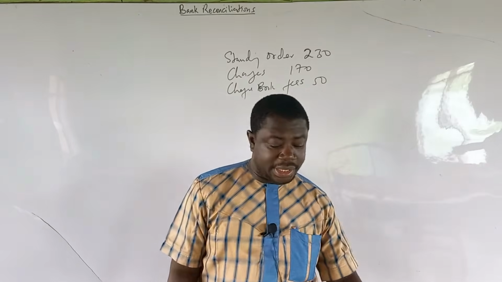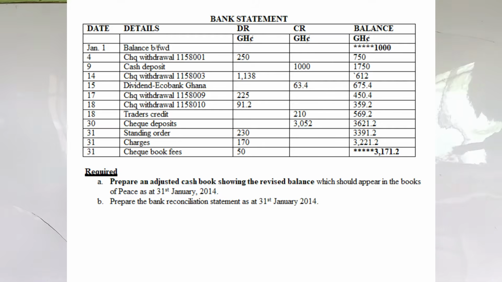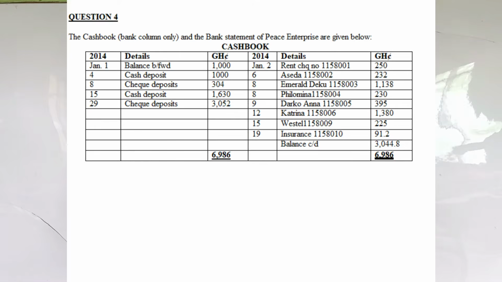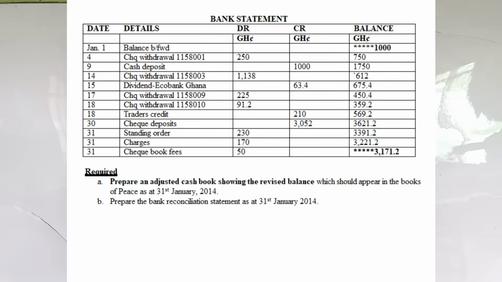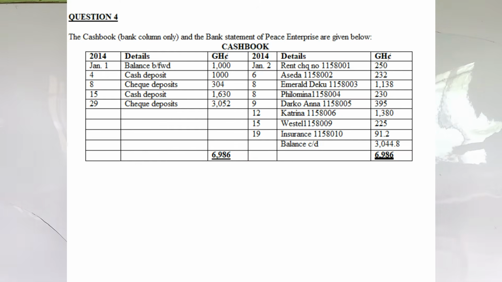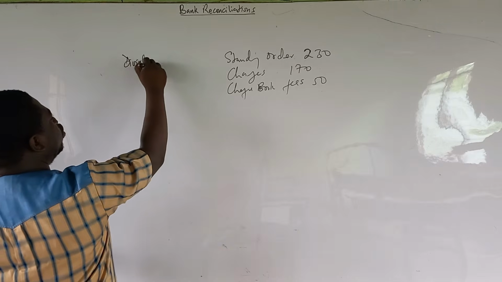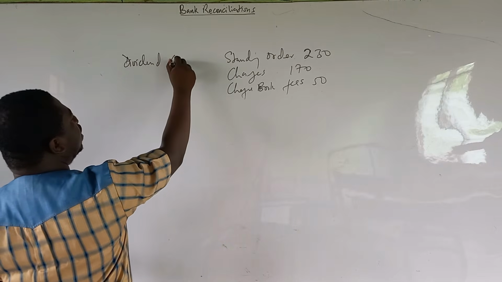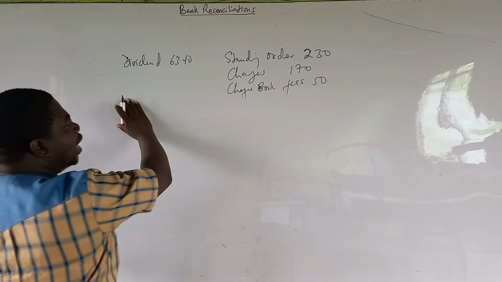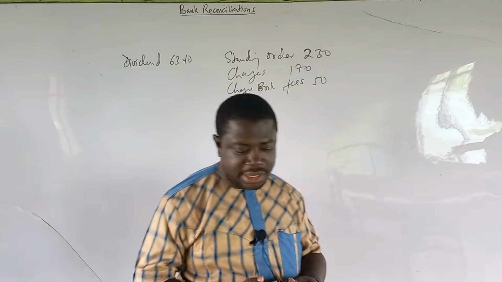But quickly, let me look at the credit side. So on the credit side of the bank statement, the first item is 1,000, which relates to cash deposit. I think it appears on the debit of the cash book, as we can see. Then there is a 63.4 representing dividend from EcoBank Ghana. That one is not found on the debit of the cash book. So dividend of 63.4. So this is the debit of the adjusted cash book. This is the credit of the adjusted cash book.